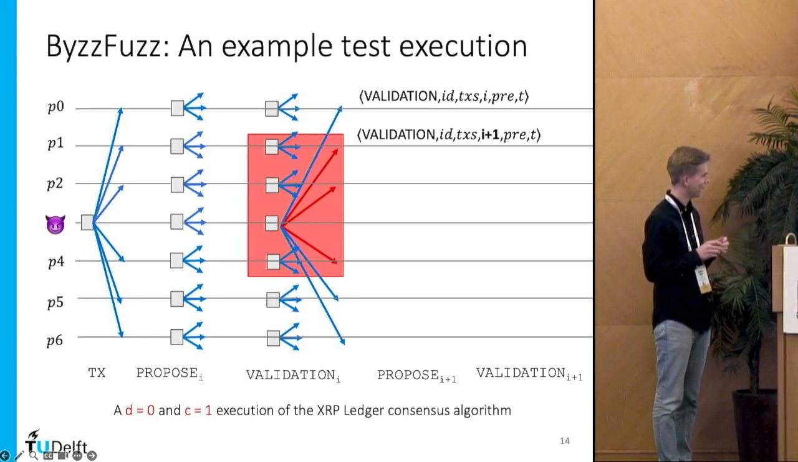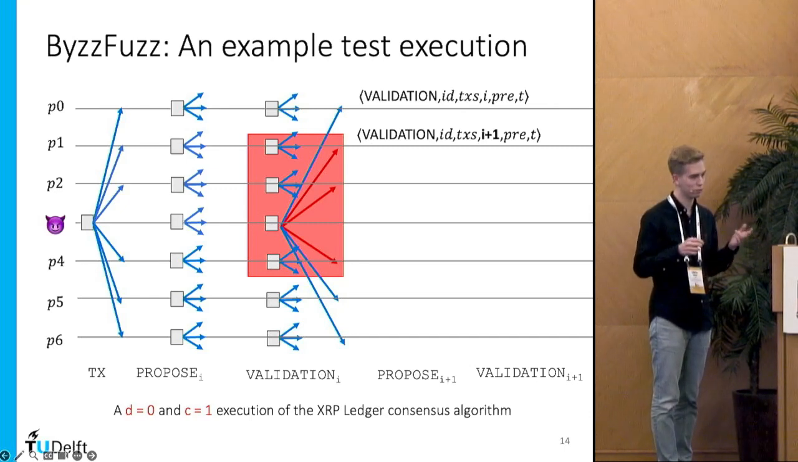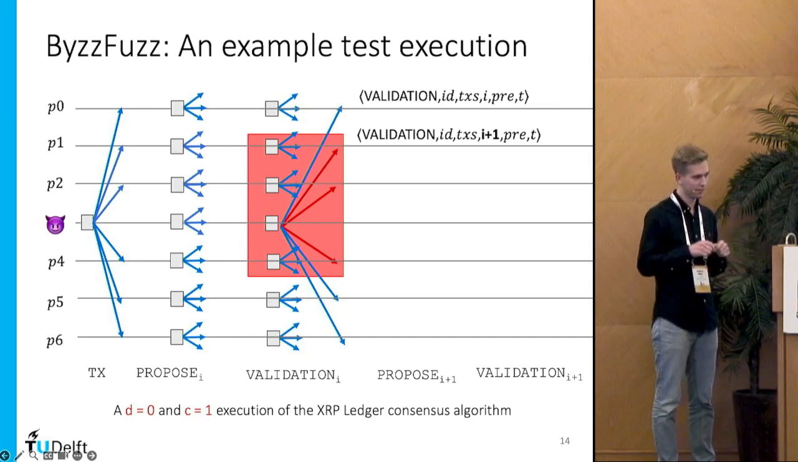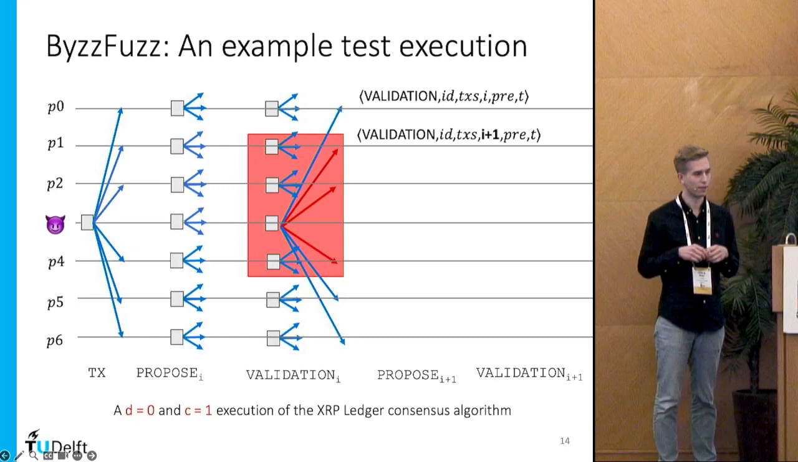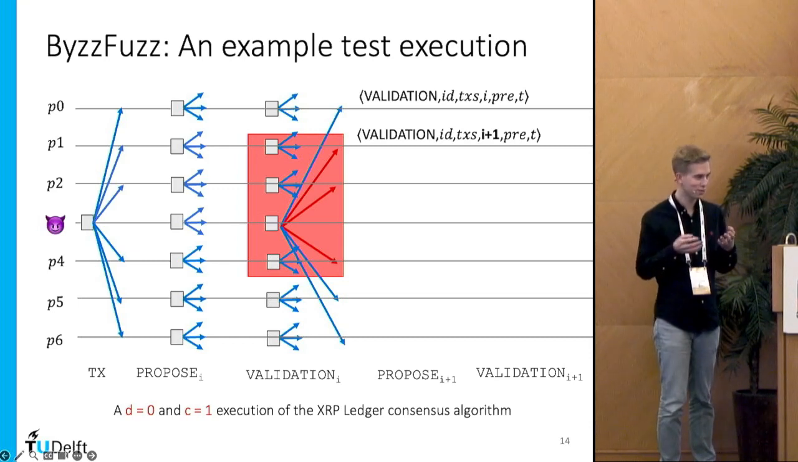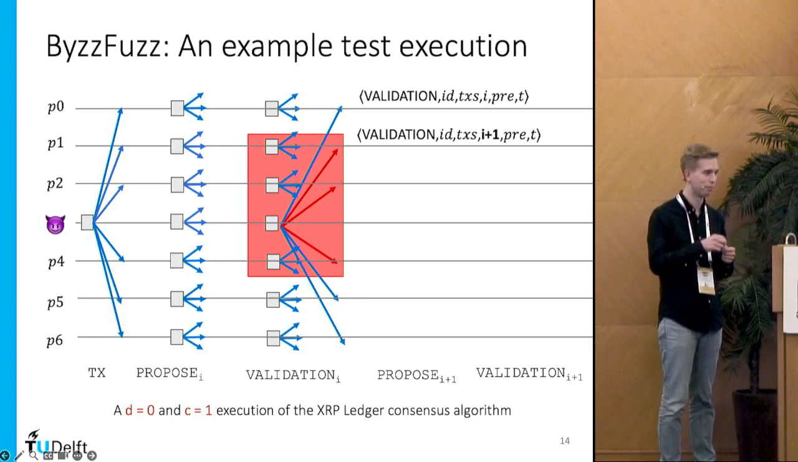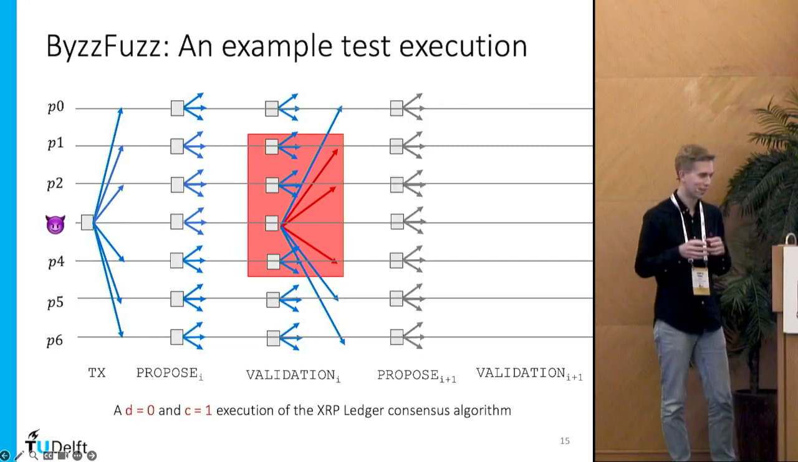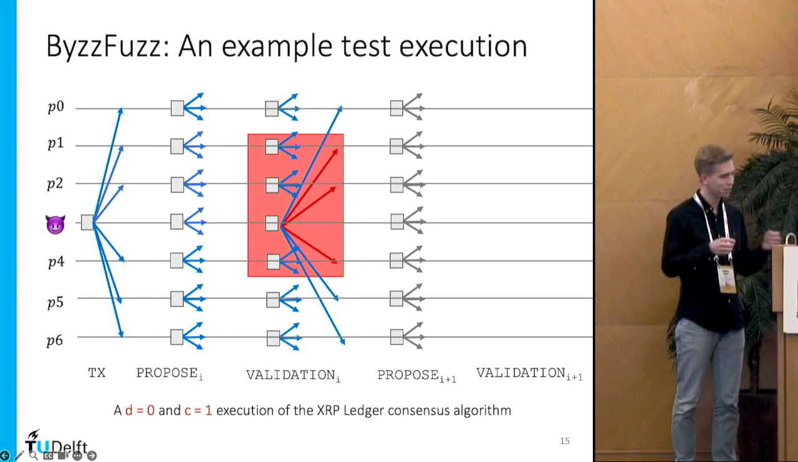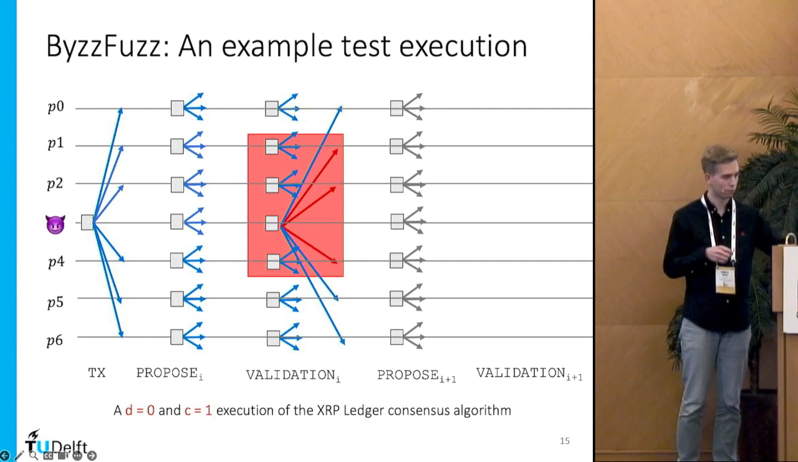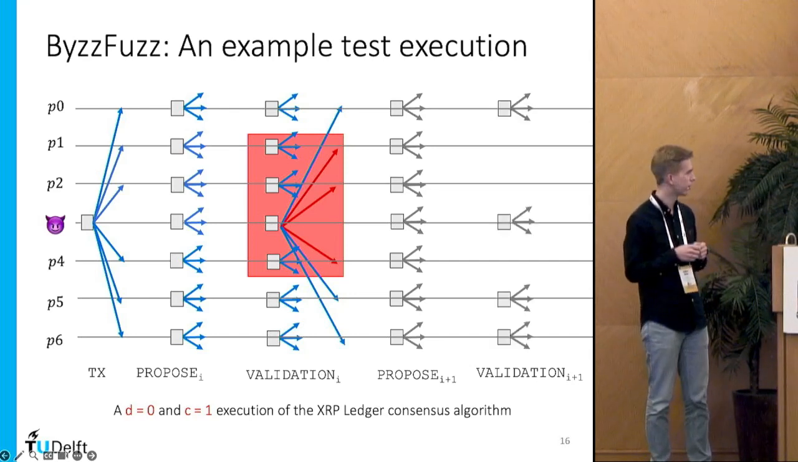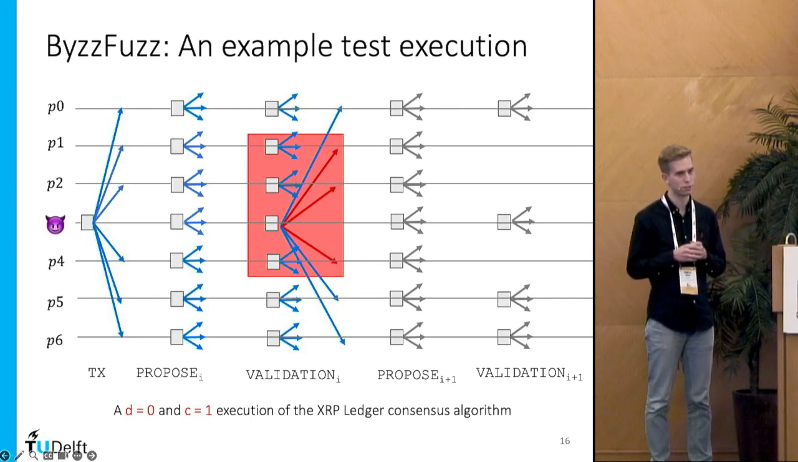But ByzzFuzz mutates the validation that is being sent from P3 to P1, 2, and 4 to be a validation for ledger I+1. This happens in flight, and this mutation is a structure-preserving and small-scope mutation because it slightly changes one of the message's fields. The execution of the protocol continues, and so far everything seems to happen normally. All of the validators propose to not include the transaction. But during the validation round, you can see that the consequences of the mutated validation message manifest.